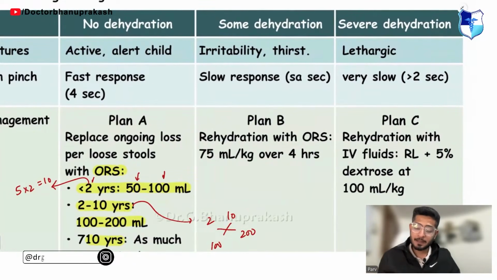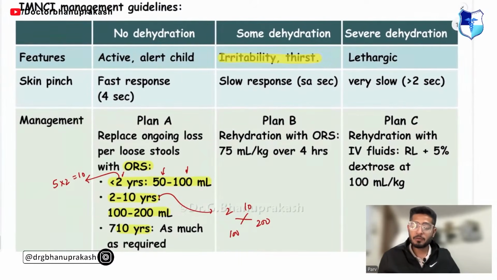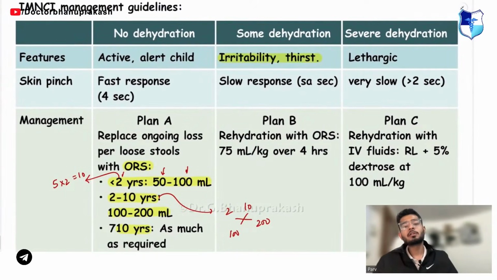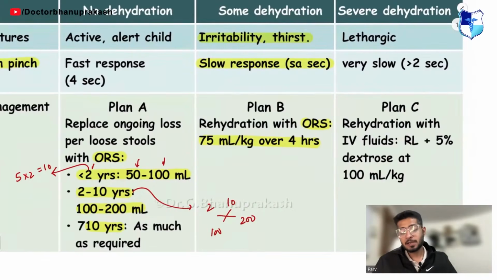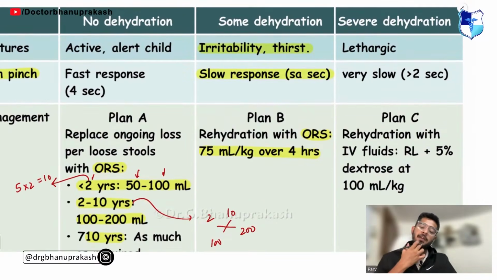फिर आता है some dehydration. पहचानने का तरीका एक ही है, और वो है बच्चे का: बच्चा irritable होगा, thirsty होगा, and slow response दिखाएगा. Slow response in the skin pinch test. आपको देना है ORS 75 ml per kg over 4 hours, 75 ml per kg. So some dehydration के अंदर में आप लोगों को क्या देना है? बच्चा irritable होगा. ऐसे बच्चे को आपको 75 ml per kg देना है. ठीक है, 75 ml per kg.